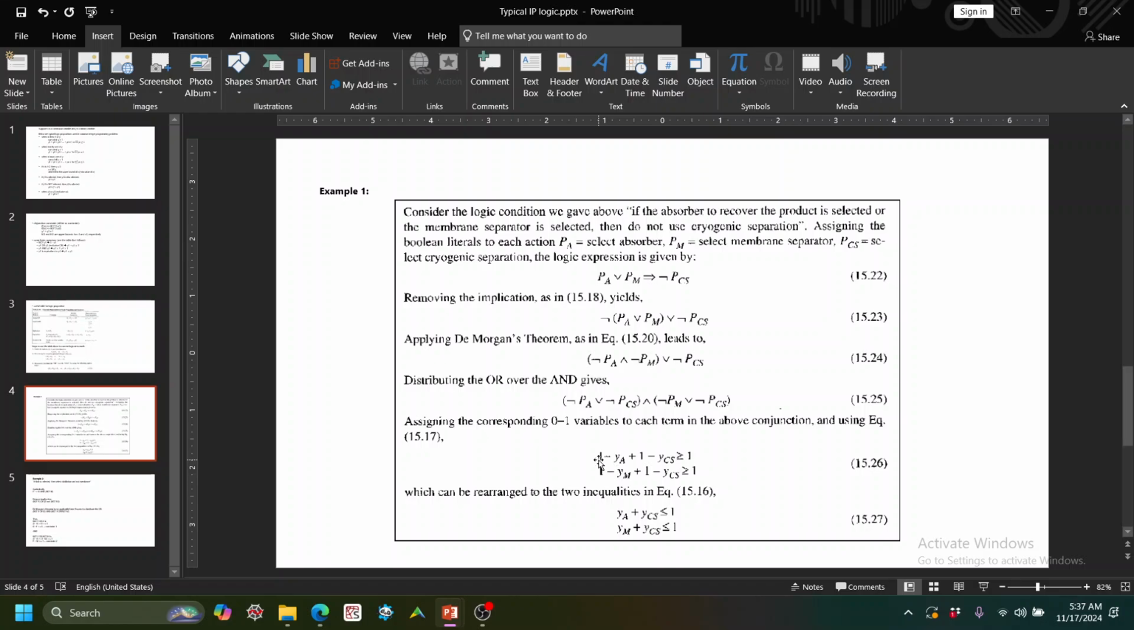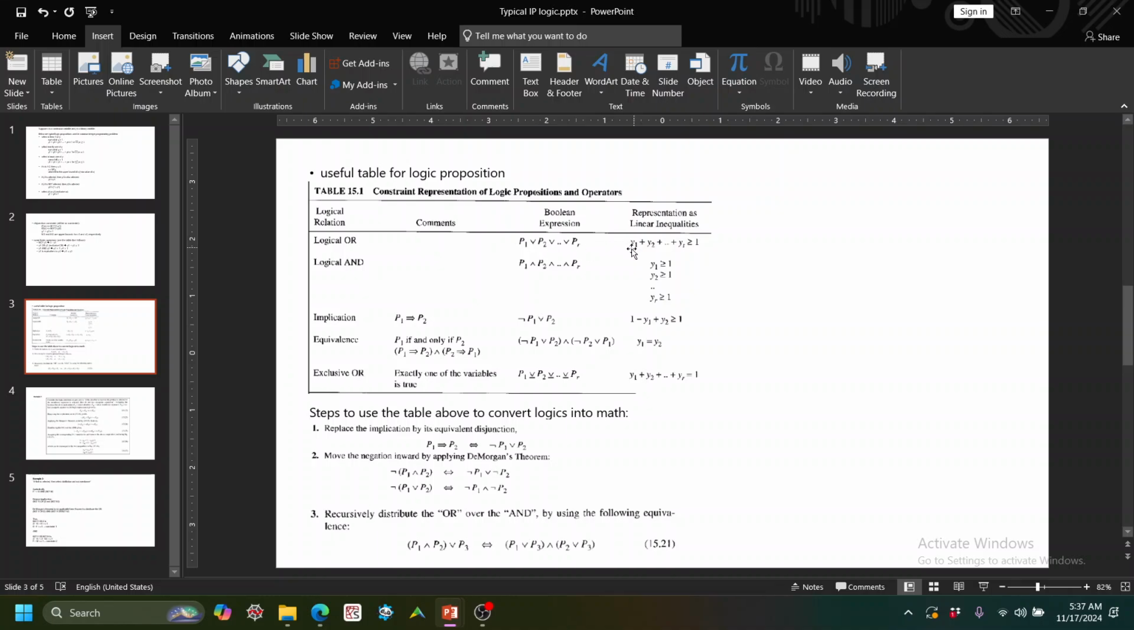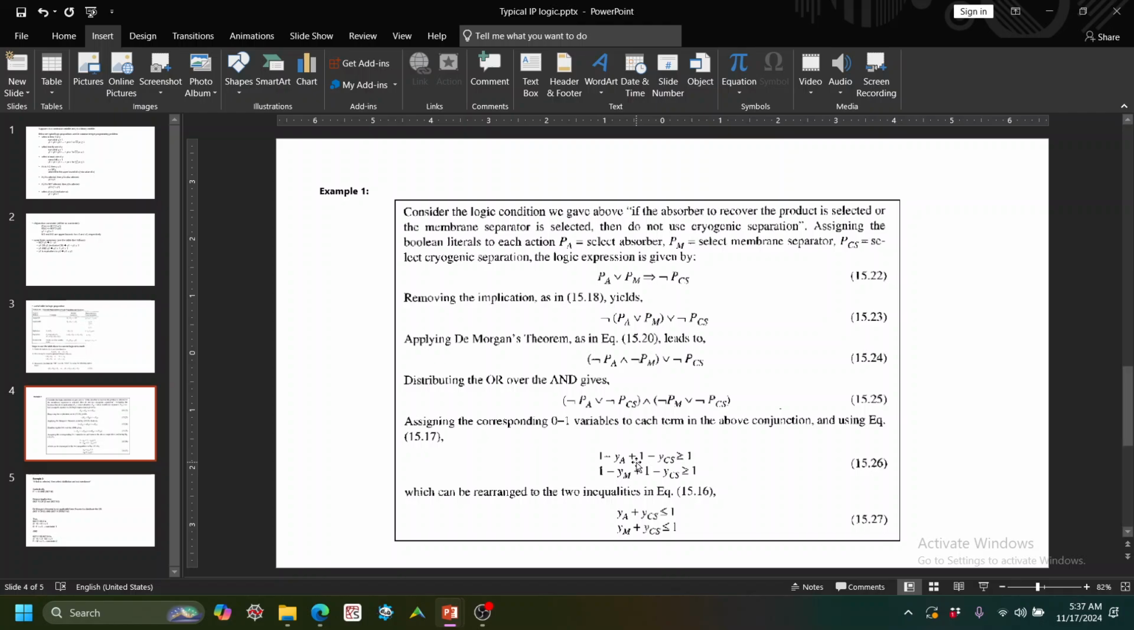So this guy, not PA or not cryogenic separation. So not is then 1 minus, right? 1 minus A plus, this is OR, and OR becomes plus. So plus not cryogenic separation, 1 minus cryogenic separation, larger than or equal to 1. So this is then this constraint. And then the second one follows as well: 1 minus membrane plus 1 minus cryogenic separation is larger than or equal to 1. And then we arrange this, we get YA plus membrane plus cryogenic separation less than or equal to 1. So if this is 1, this cannot be 1. Same goes to here, membrane. If membrane is 1, then the cryogenic separation cannot be 1 as well.